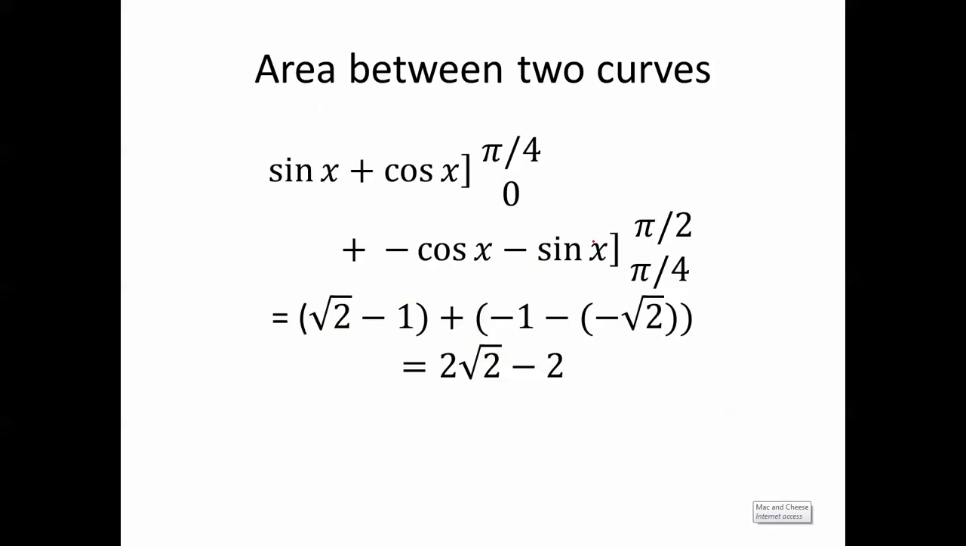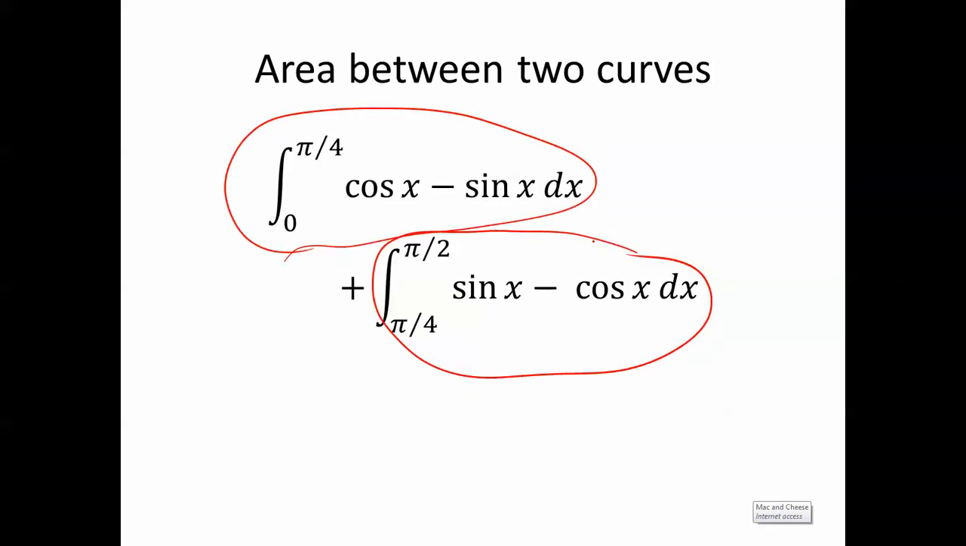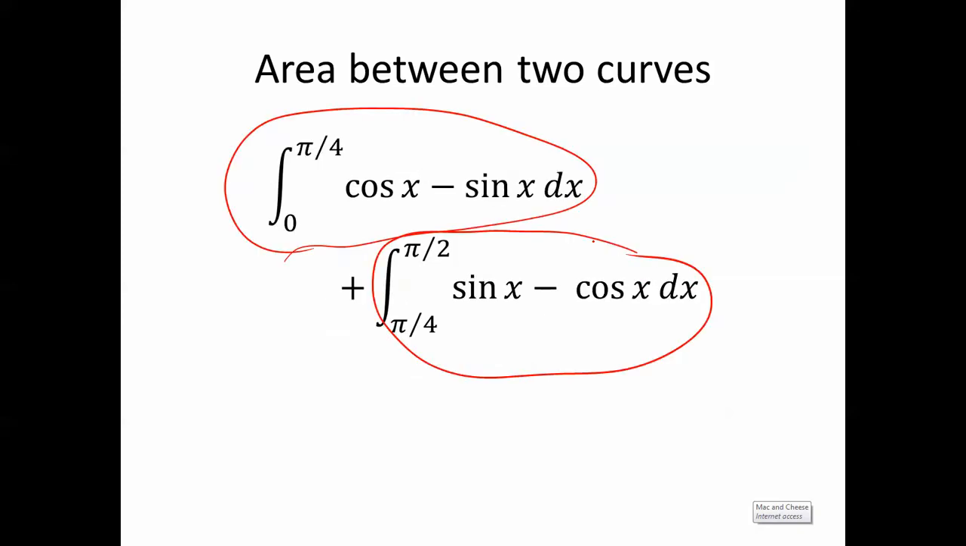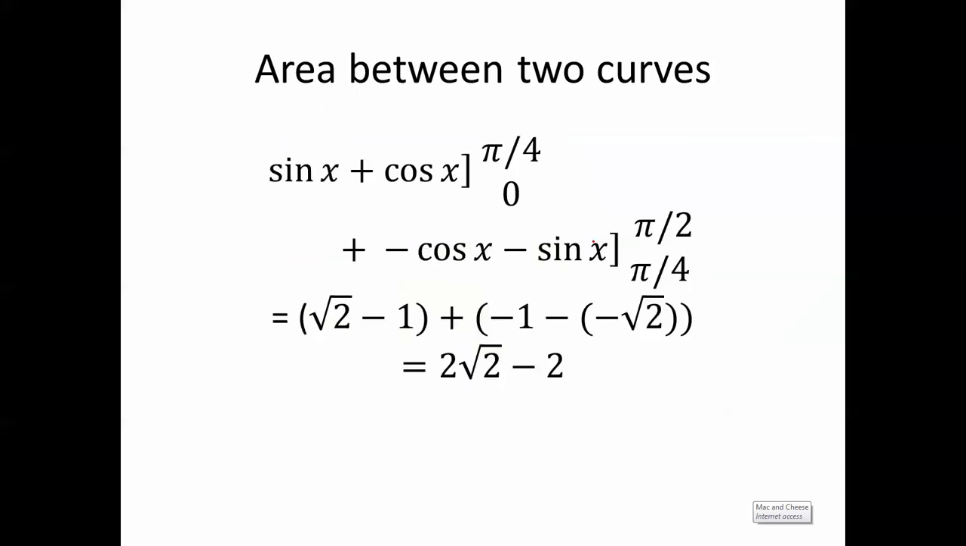Let's integrate these. Antiderivative of cosine minus sine will be sine plus cosine, as x goes from 0 to pi over 4. And integrate sine minus cosine. Antiderivative of sine is negative cosine. Antiderivative of negative cosine is negative sine. So that's why we get this from pi over 4 to pi over 2. Simplify all of this, and we end up with 2 root 2 minus 2.